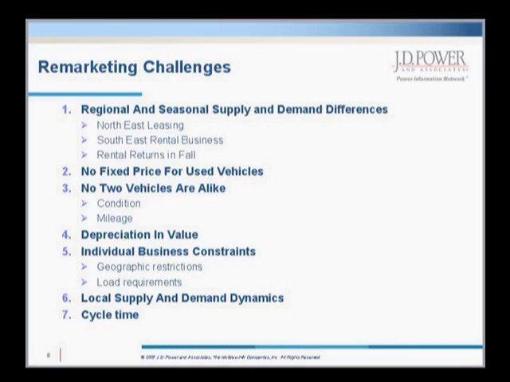Third, no two vehicles are alike. So even if you agreed on that one vehicle and put another one next to it, you'd disagree on the price again. And that, of course, has to do with the difference in the condition of the vehicle and the mileage of the vehicle, which everybody values differently.